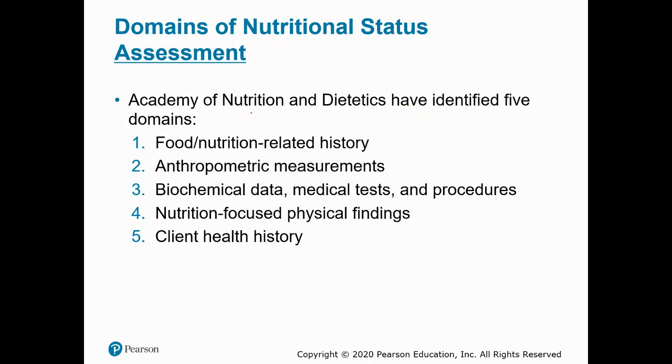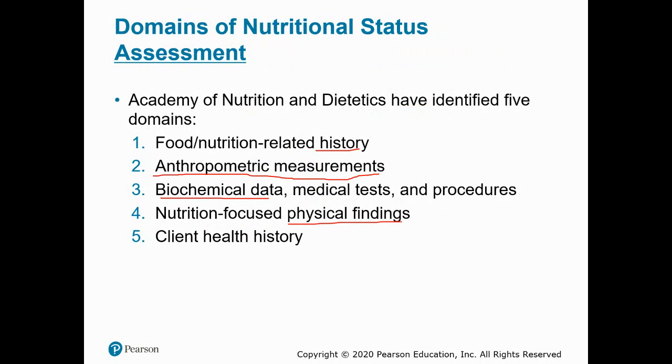So there are 5 domains of the nutrition assessment. There is food and nutrition history. There are anthropometric measurements, which are basically physical measurements of the body. And then there's biochemical data, which is sort of like medical tests, your labs from your blood work, and potentially procedures. And then there are physical findings.